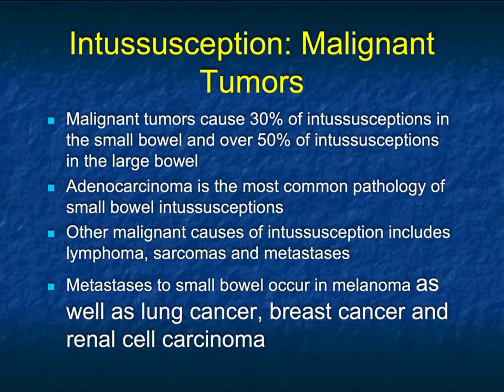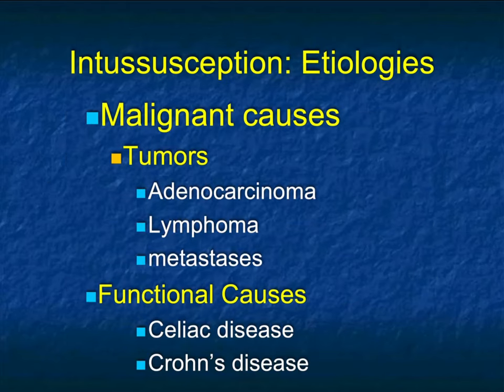Adenocarcinoma is the most common pathology of small bowel intussusceptions. But again, lymphoma, sarcoma, and melanoma, and with the frequency of melanoma increasing, we are seeing more cases of metastasis, though other tumors can have the same problem as well.